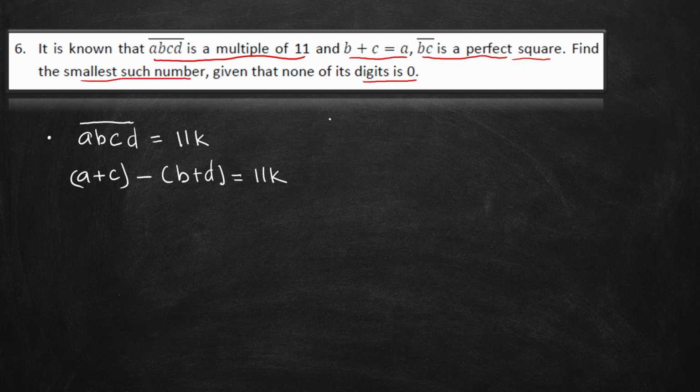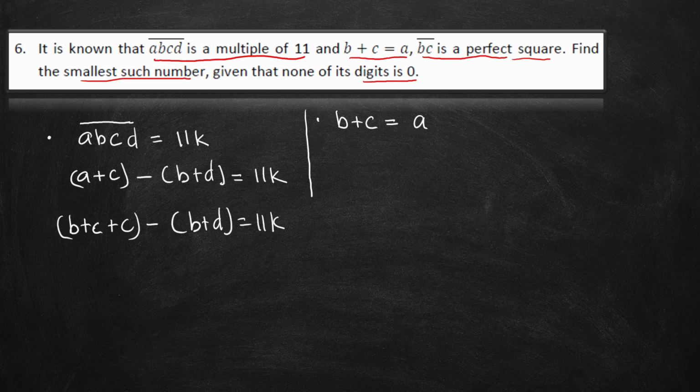Now we will stop here and use the second information, which is B plus C equals A. So now I will substitute A here with B plus C. Then we can simplify this one, so the 2B will be cancelled out, and we will have 2C minus D equals 11K.